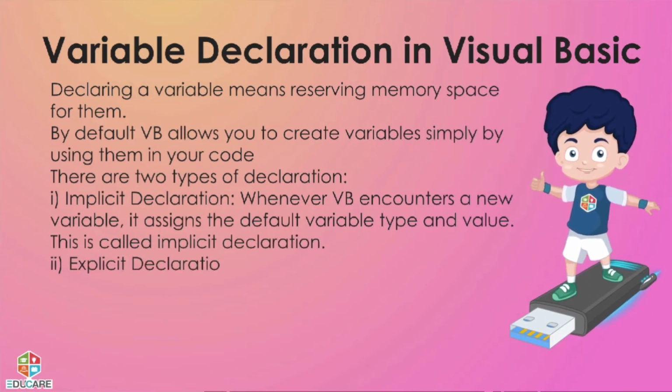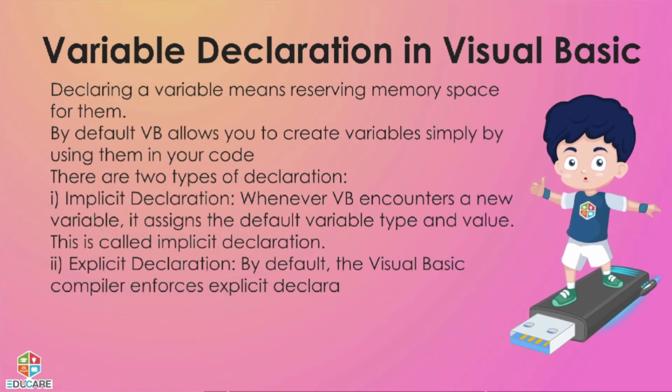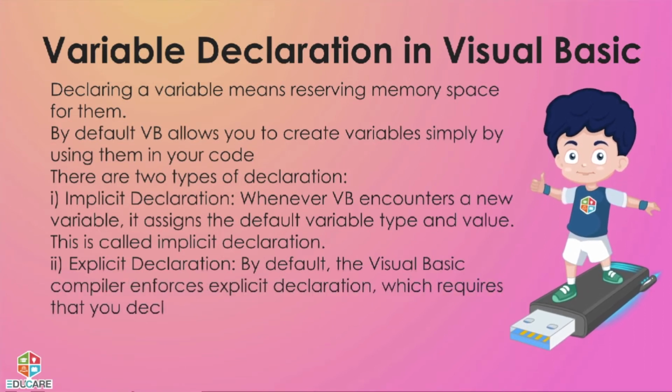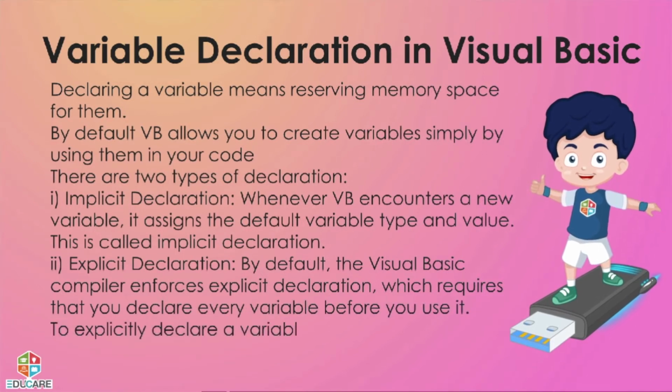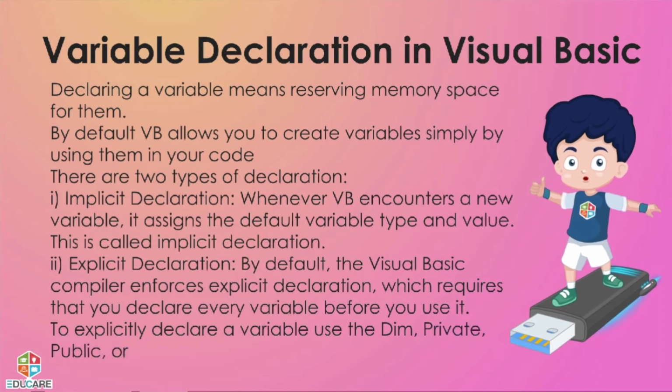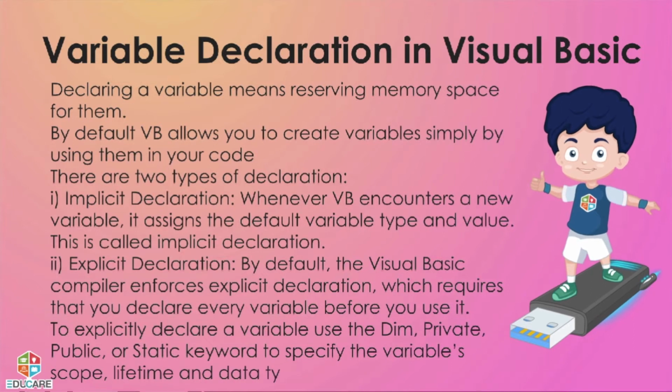Explicit declaration. By default, the Visual Basic compiler enforces explicit declaration, which requires that you declare every variable before you use it. To explicitly declare a variable, use the Dim, Private, Public, or Static keyword to specify the variable's scope, lifetime, and data type.